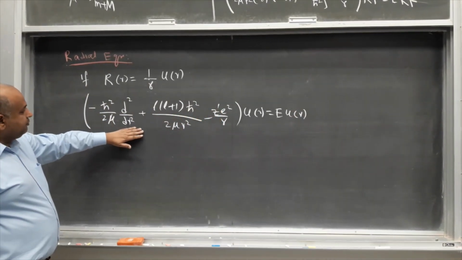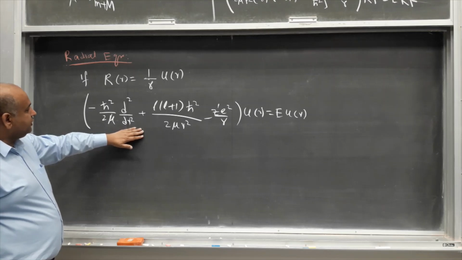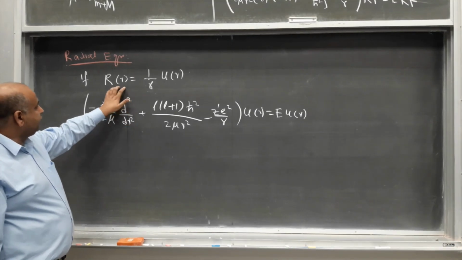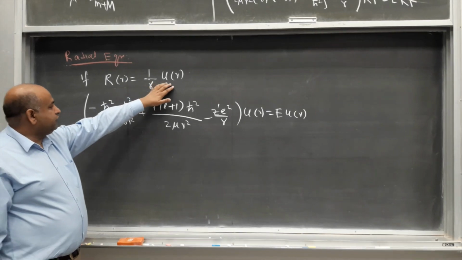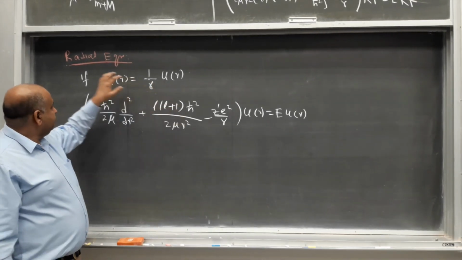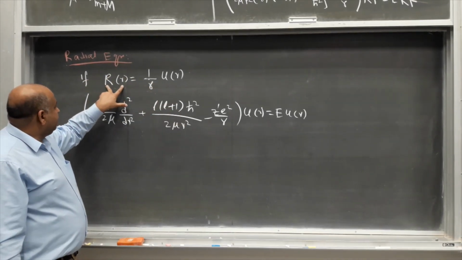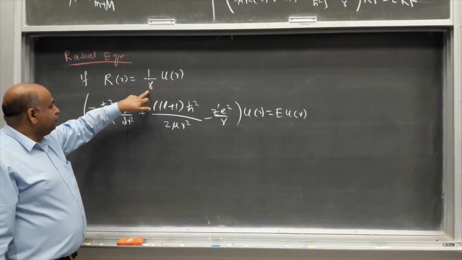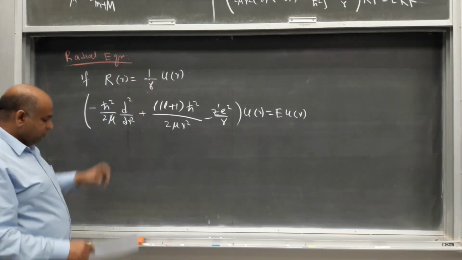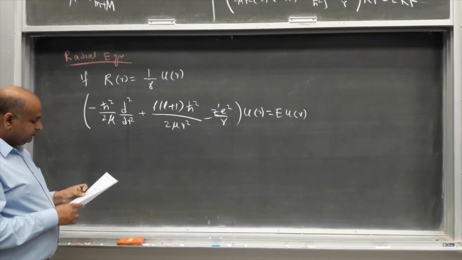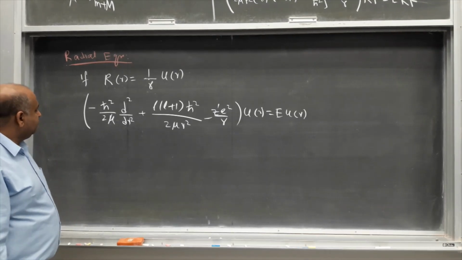So we get a bit simpler equation for the radial function, but now we have an equation for u, and once we find u, we always have to remember that our radial function is actually u over R.